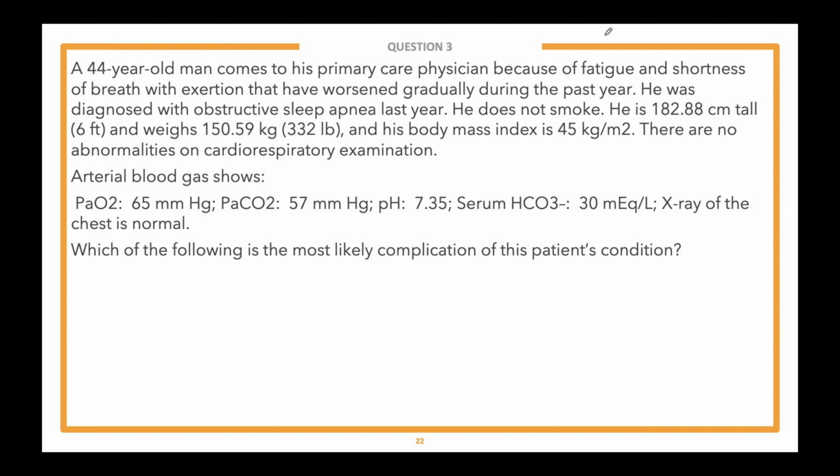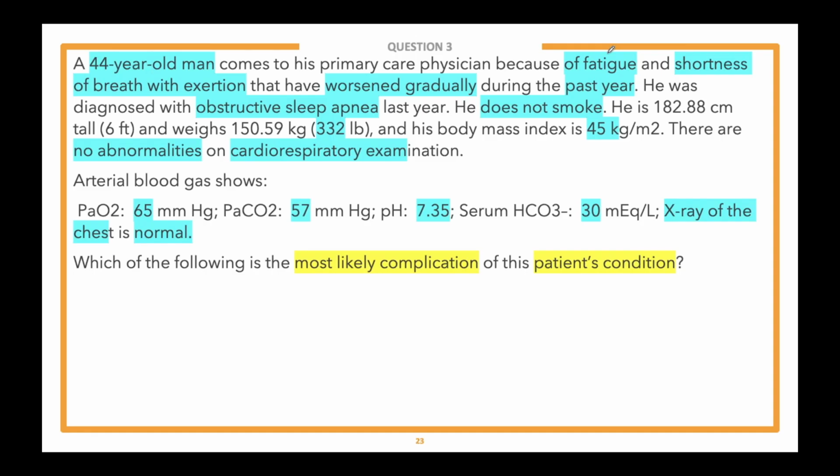Thank you, Sean. Once again, we're going to show you what we think are the important clues in this vignette and the lead-in. This is a 44-year-old male, another important demographic. He's coming in because of fatigue and shortness of breath with exertion. They also give us a different time frame now, gradually worsening over the past year, so less acute. We do know that he has a medical history of obstructive sleep apnea.